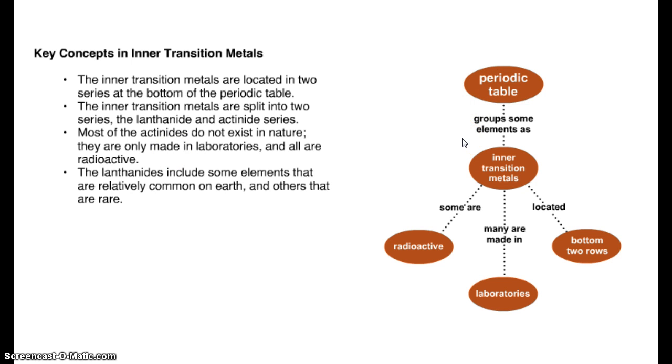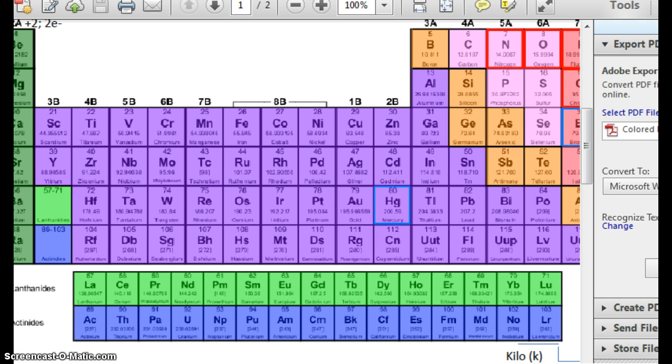The periodic table groups some elements as intertransition metals. Some are radioactive. Many are made in laboratories, so they are not found naturally on Earth. And they are located on the bottom two rows here. So again, we talked about how they actually belong here, but we put them down below, the lanthanide and actinide series. I don't know why they call them lanthanide and actinide series instead of rows, possibly because they're technically a part of this row down here, row 6 and row 7.